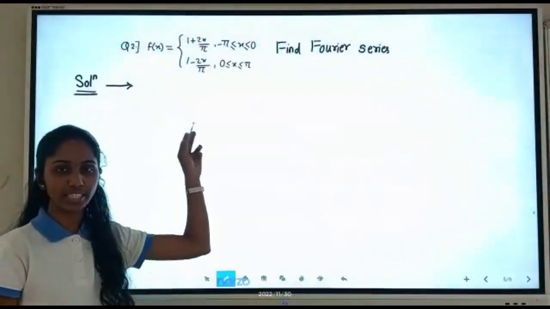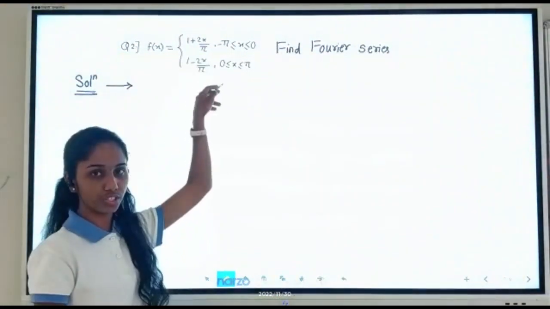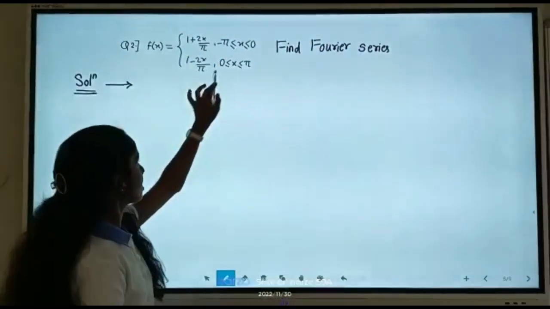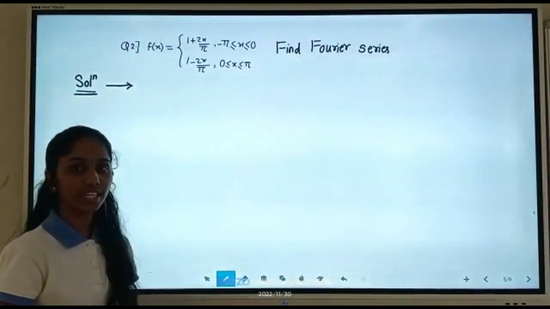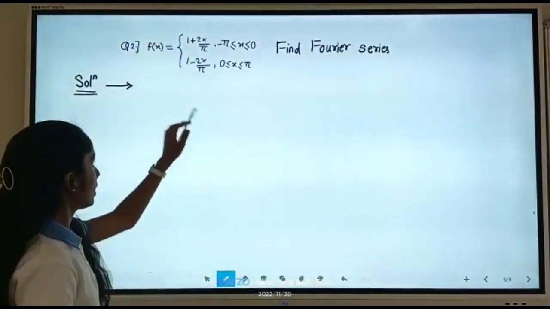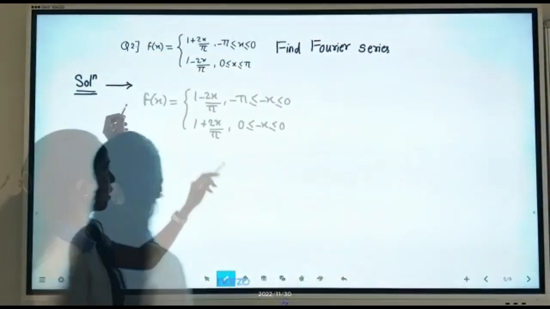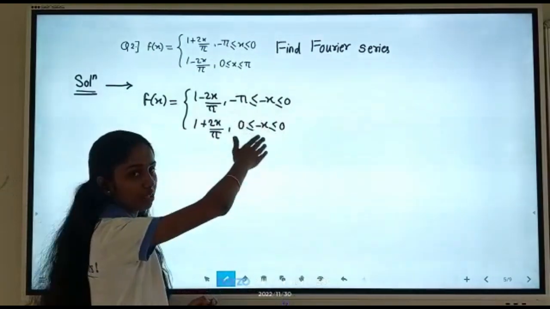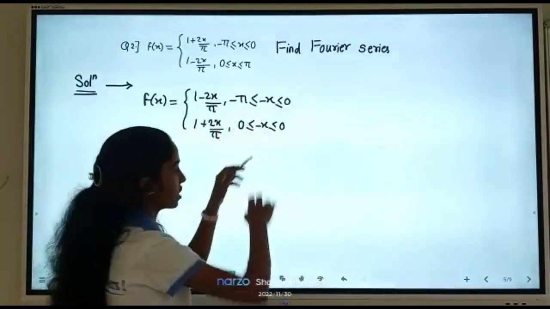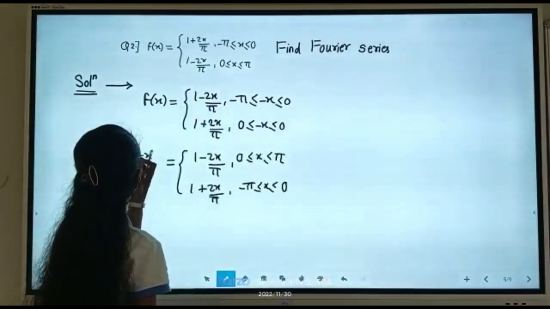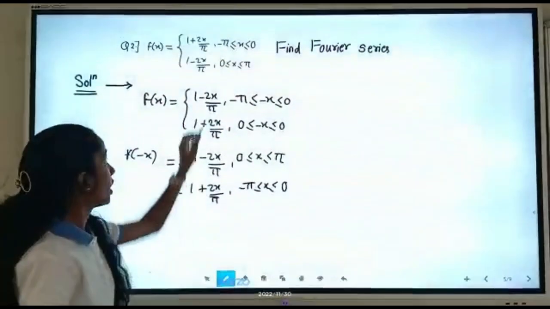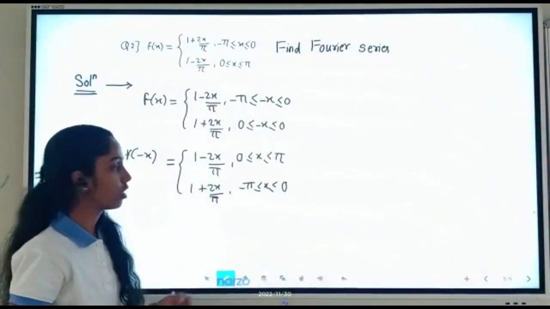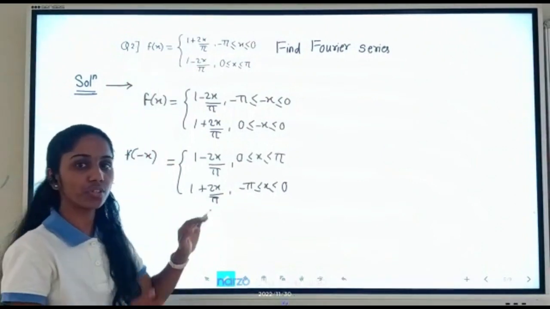Now we will come to our second question. In this question, there are two functions: one lies between minus pi to 0, and 1 minus 2x upon pi lies between 0 to pi. So now we will check whether the function is even or odd. For that, we will simply replace x by minus x. When we multiply the negative sign to these limits, the signs will change. As you can observe, f of x and f of minus x after replacing the signs are equal. Therefore f of minus x is equal to f of x, so this function is an even function.